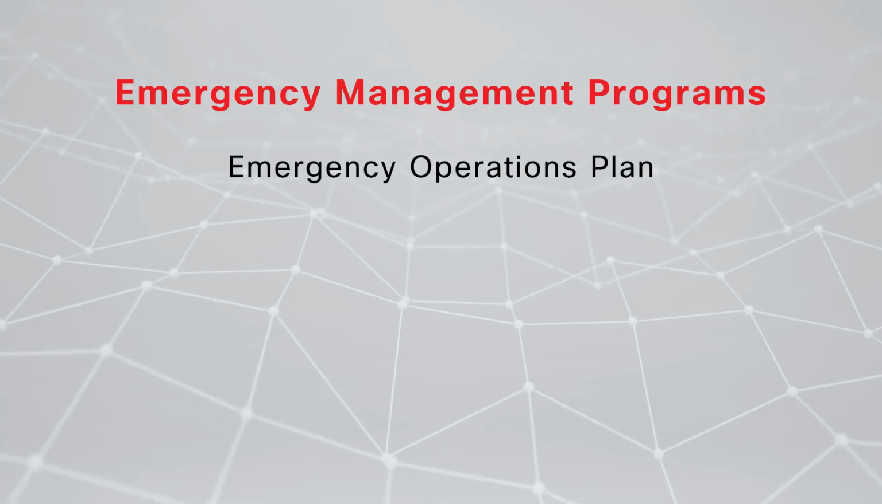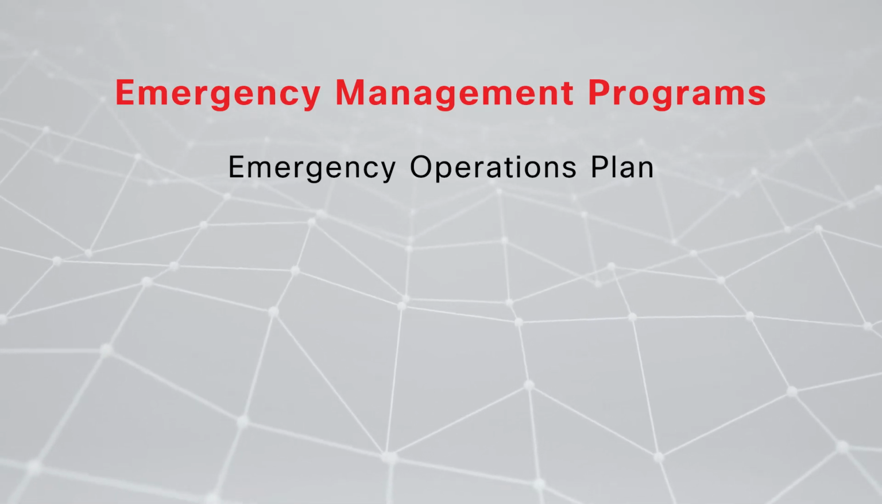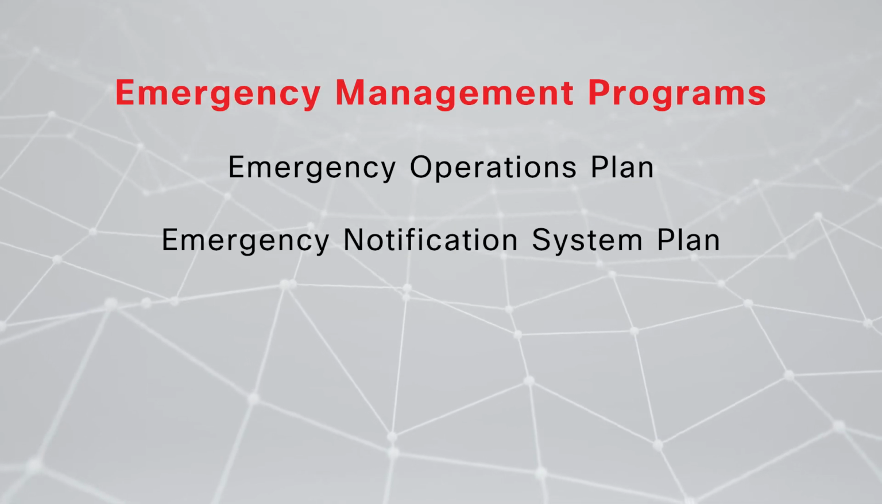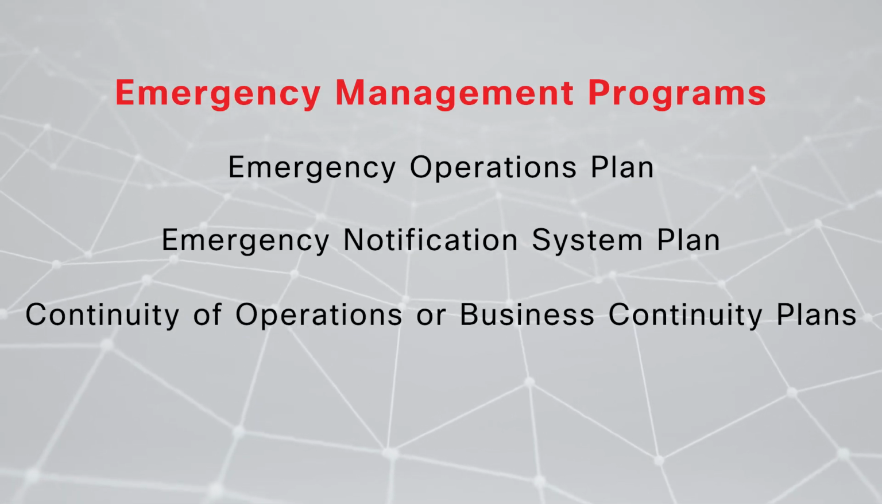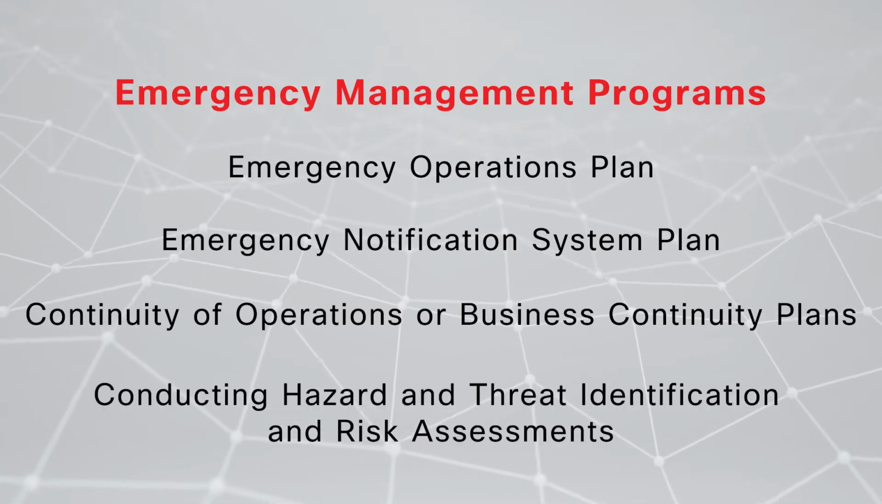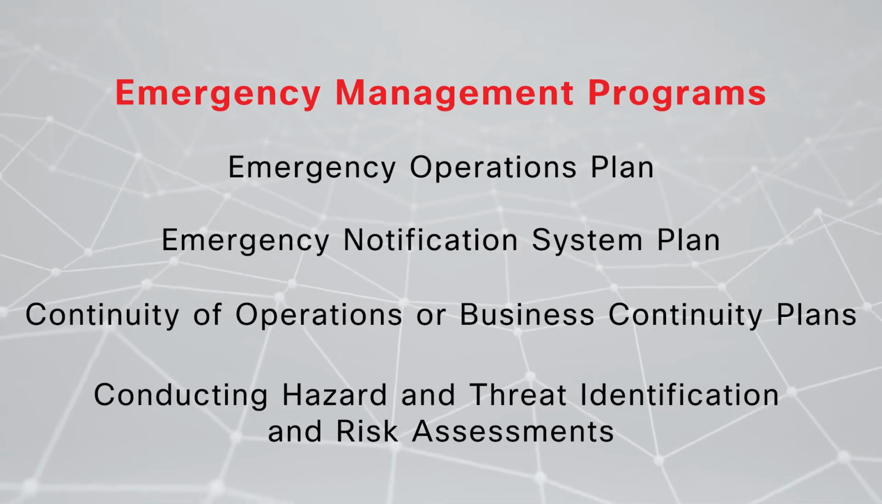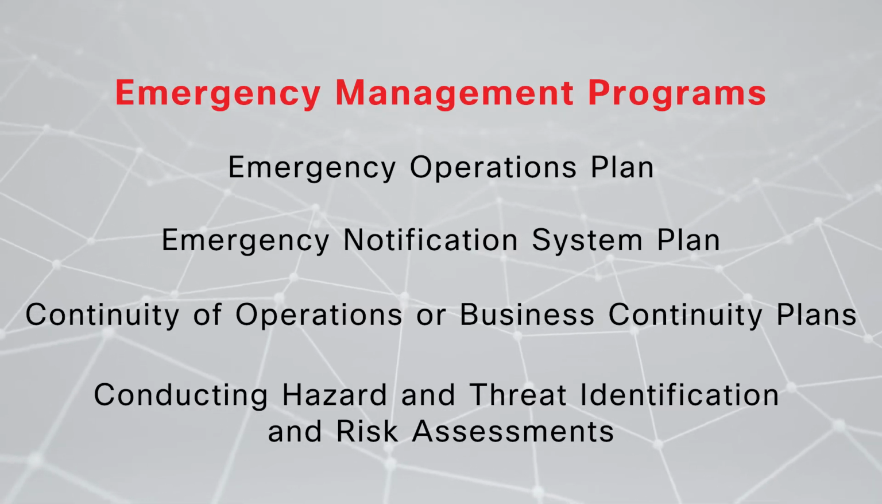An emergency management program should include developing robust emergency response and recovery plans that address their organization's approach to handle all types of hazards and disasters. This includes developing an emergency operations plan or emergency response plan, developing an emergency notification system plan, continuity of operations or business continuity plans, and then conducting hazard and threat identification and risk assessments, developing an exercise and training program to test the response capabilities to deal with disasters.